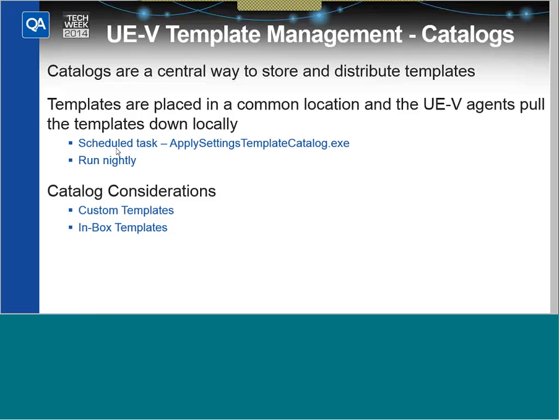So catalog considerations then. We need to decide whether the inbox templates we're going to leave as default or whether we need to customize them. If we're going to customize them, then we can disable the inbox templates and copy them up to our template catalog directory, and then customize them there and push them out as we would any other custom template. So if we are going to create our custom template for our line of business applications, then we need to place them in the catalog location so they can be installed.